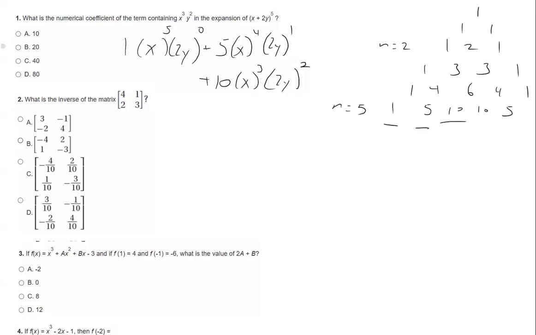So what is the coefficient? That would be a 10 times, we distribute that squared to the 2, we get a 4. So it would be 40. This is one way to go about it.